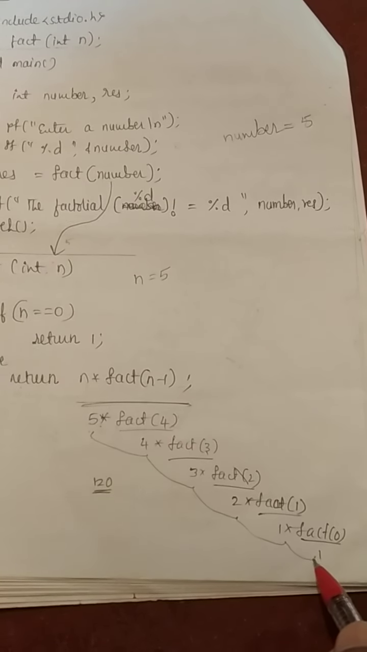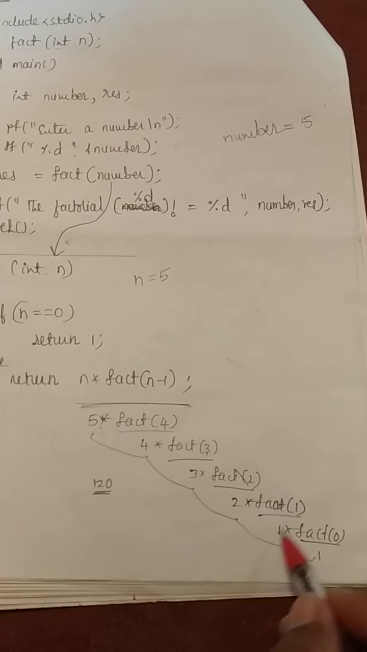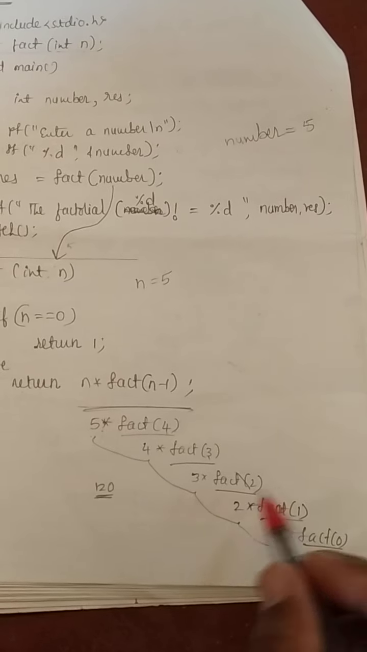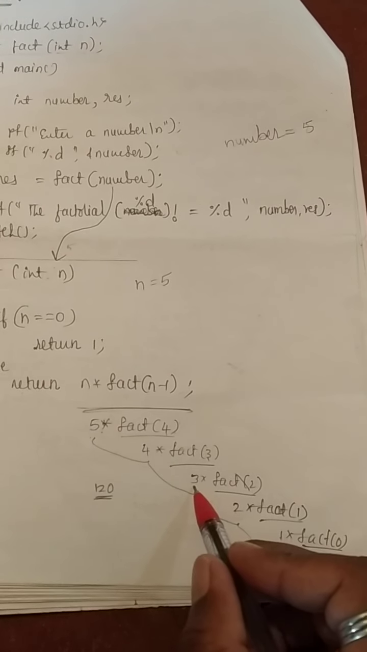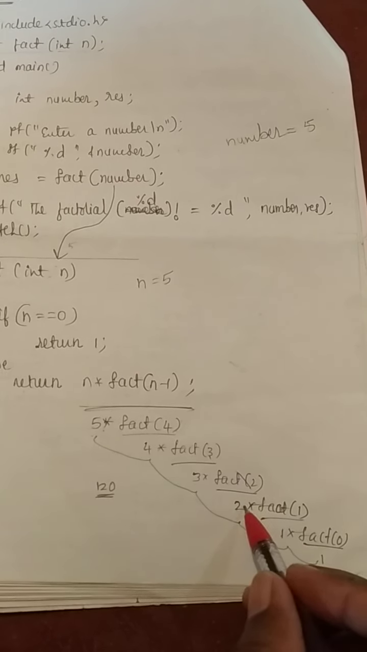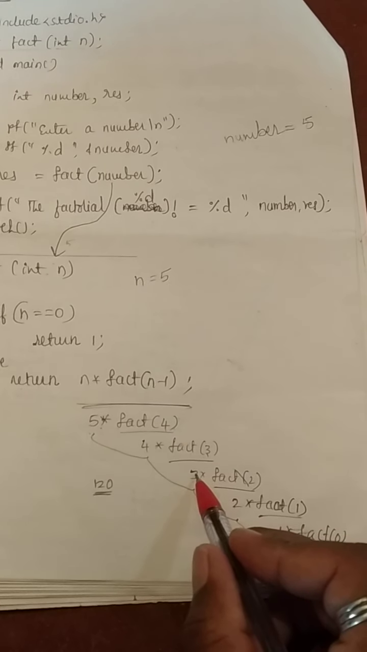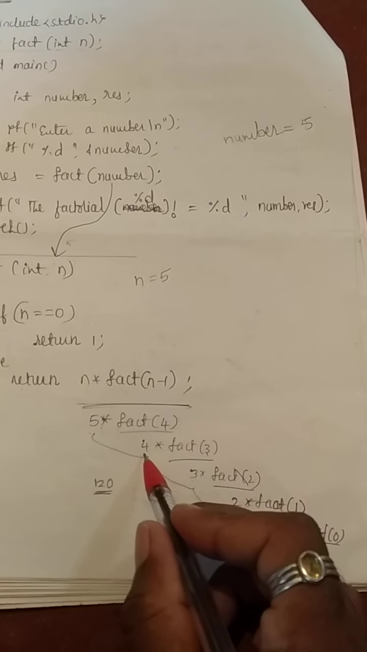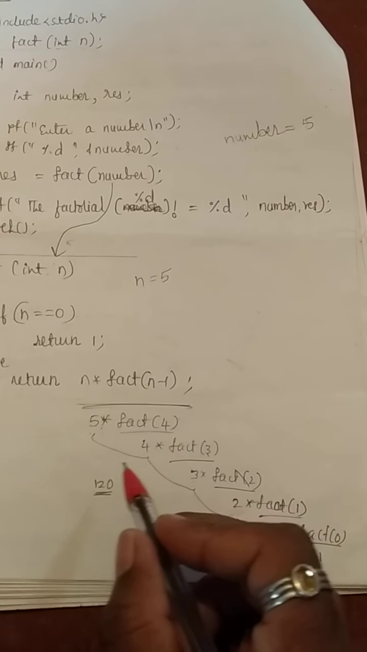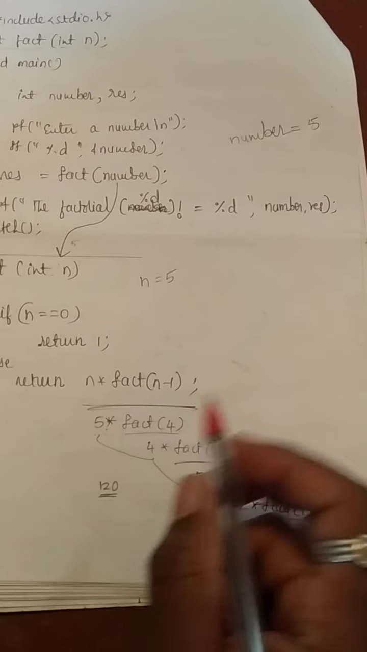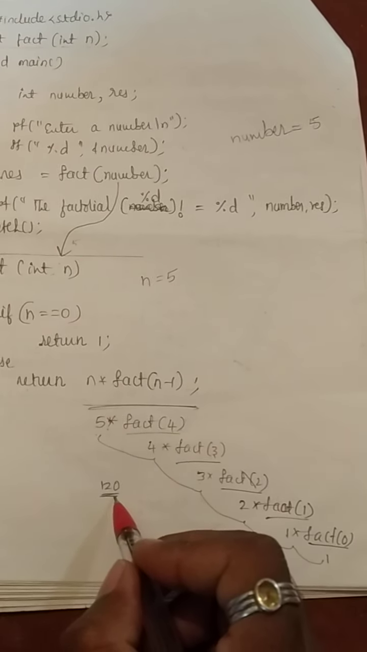See, this 1 is going to be multiplied with this one. The whole result is going to be multiplied with 2. Then the whole result is going to be multiplied with 3. So what happens? 1 into 1, 1, 1 into 2, 2, 2 into 3, 6. Then 6 will be multiplied with 4, 24. Then 24 is going to be multiplied with 5. So you are going to get the output 120 here.